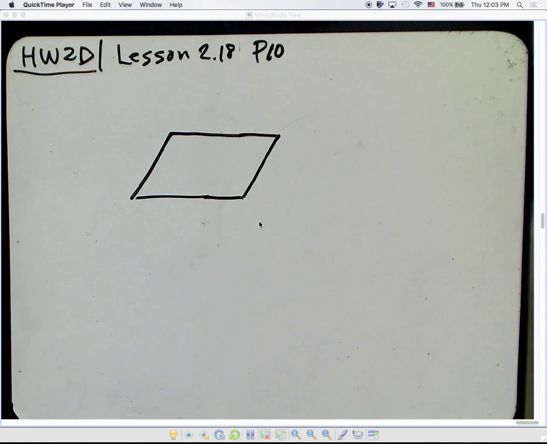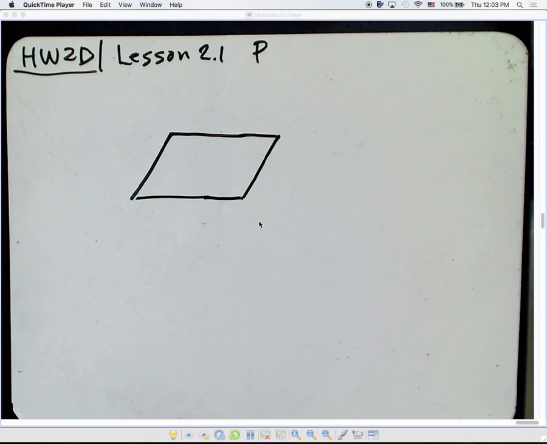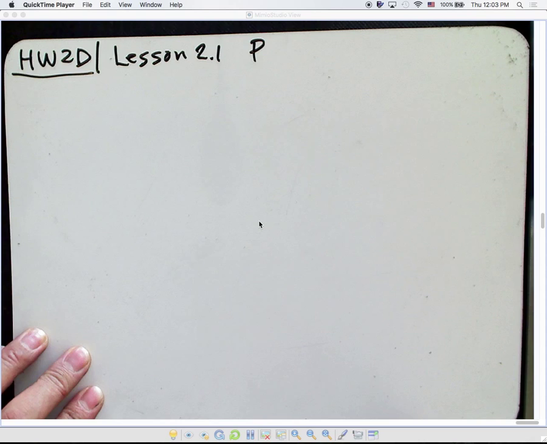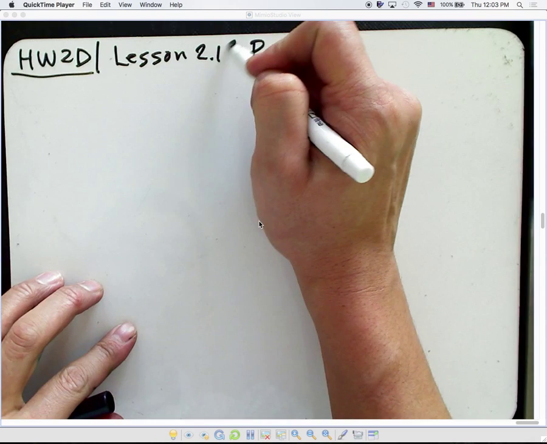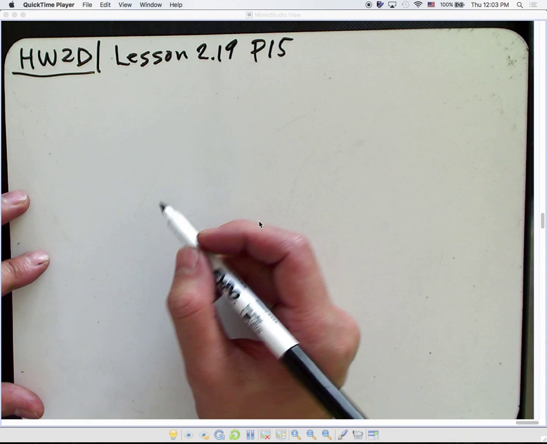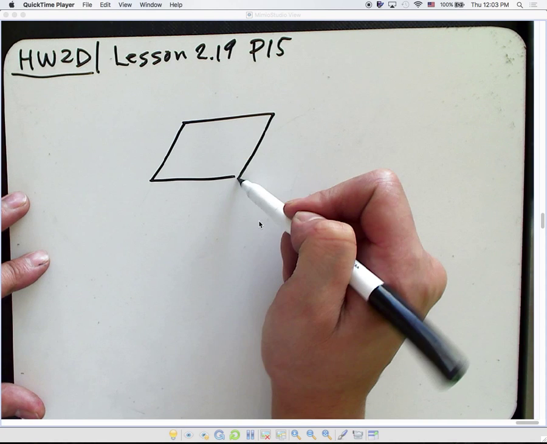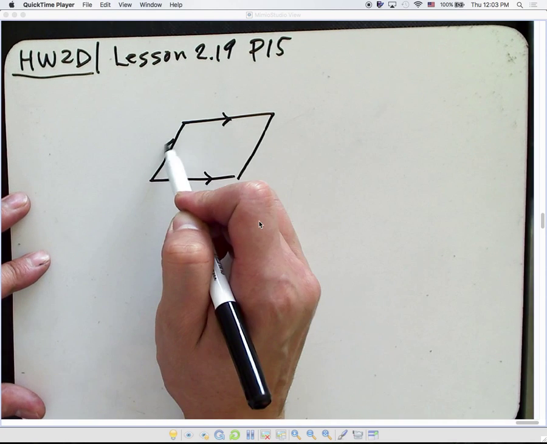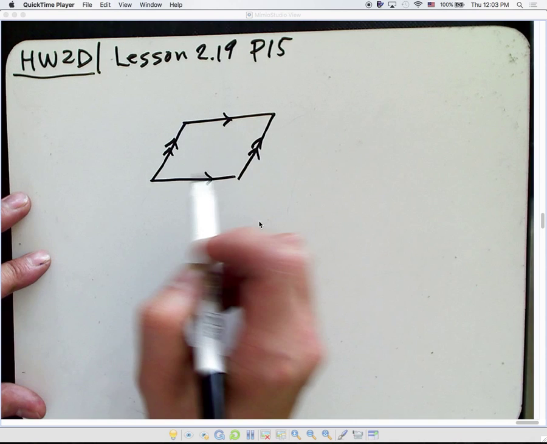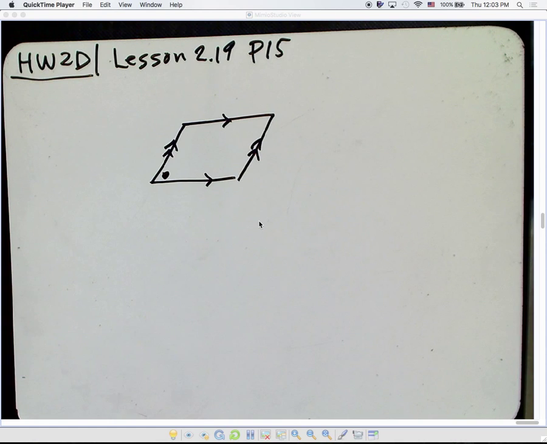Let's move on to lesson 219. Let's look at number 15. It says, prove that a parallelogram with 1 right angle is a rectangle. So let's think about the parallelogram. A parallelogram has 2 pairs of opposite sides that are parallel, right? That's why it's called a parallelogram. If one angle is 90 degrees, then it has to be a rectangle. Why? That's the question.